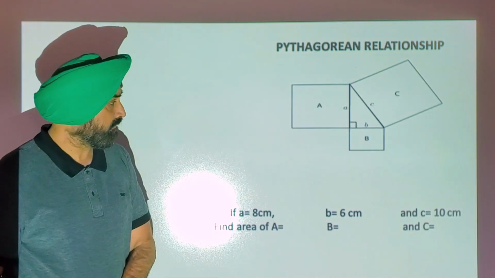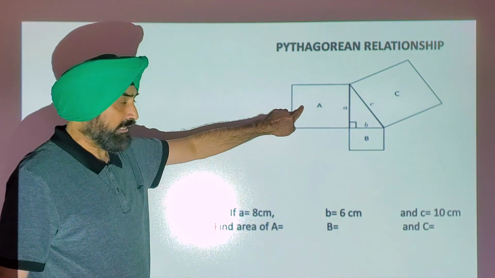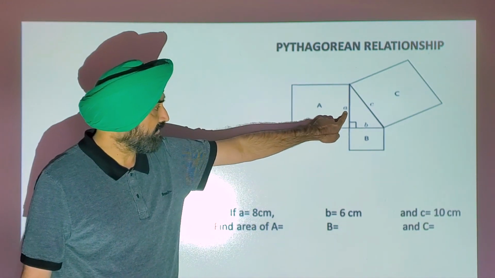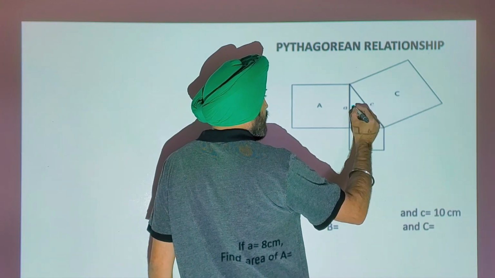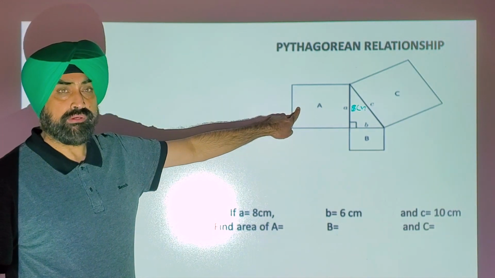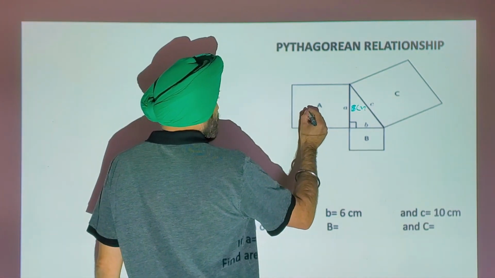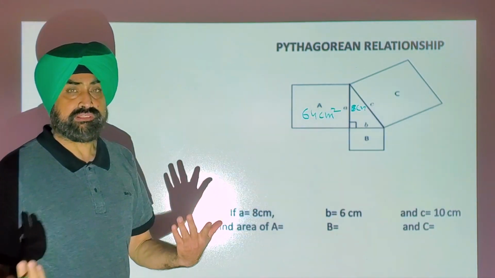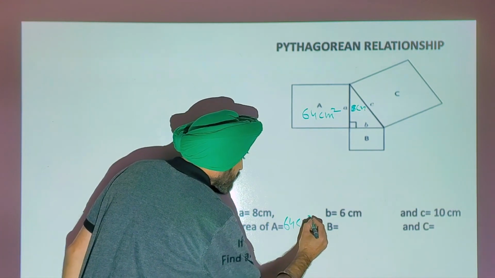Let's see the last question here. It's a similar type of question. Instead of the area given, in this question the side length is given. So this side is given as 8 centimeter. What will be the area of square A? Because all sides are equal, 8 times 8 is 64, and the unit will be square centimeter. So this will be 64 centimeter squared.